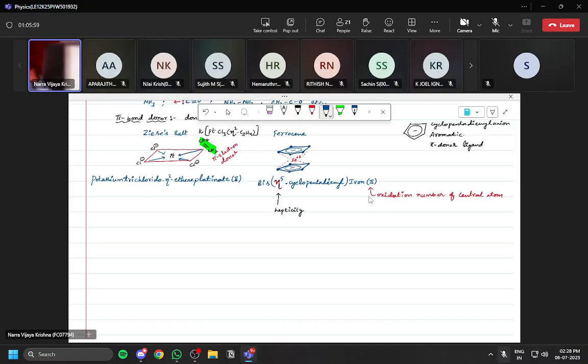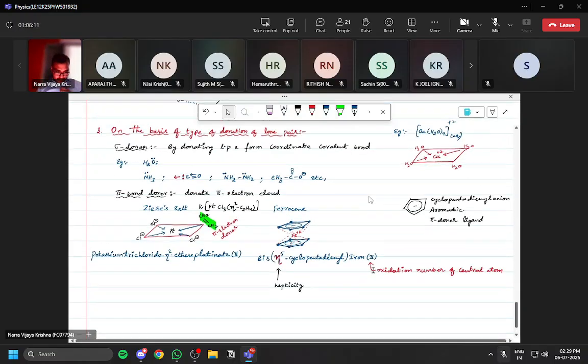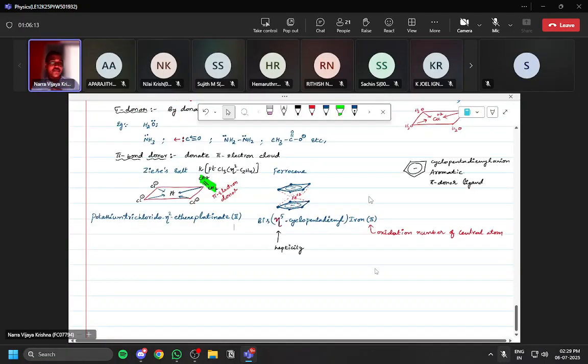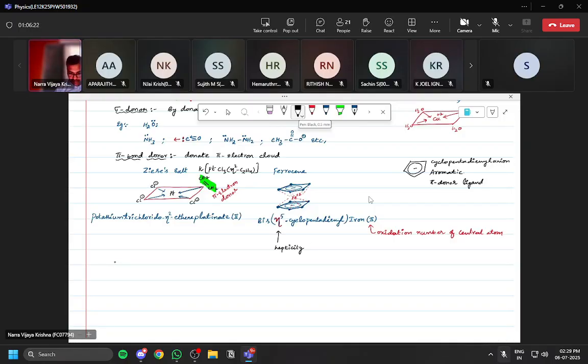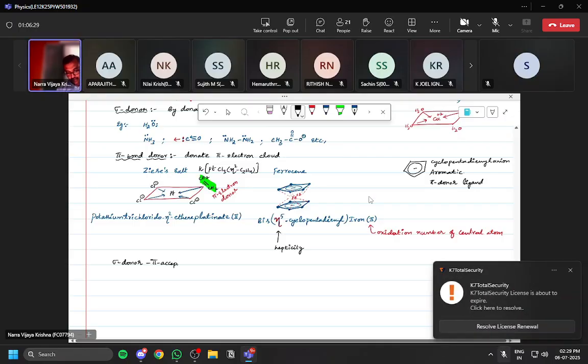Any questions about hapticity? Do you have any questions about hapticity? Next slide heading, sir. Sigma donor pi acceptor complexes. Sigma donor pi acceptor ligands.